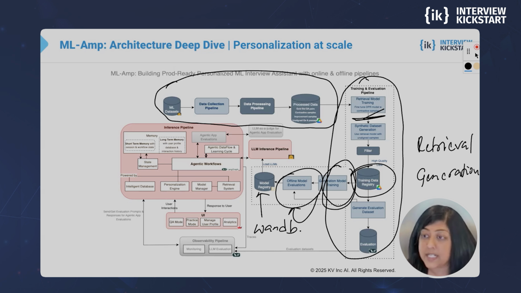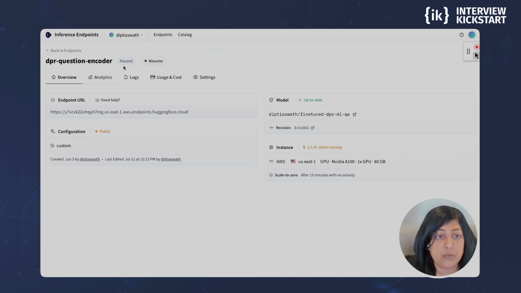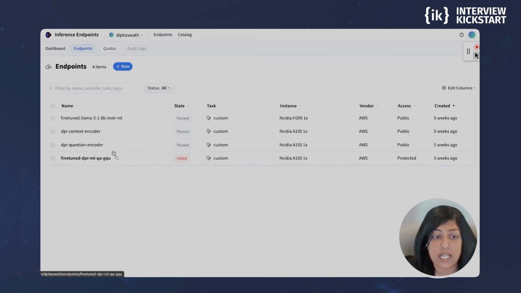And I used W&B as my model registry. This is an experimentation tracking framework. It also stores model artifacts. I leveraged that before I hosted the best model in production in the Hugging Face inference endpoints. And I can show you the Hugging Face inference endpoints here of these models since I'm at this stage. So these are the retrieval models, the two retrieval models, and my generation model, which was where I fine-tuned a Llama 3.1 8B model on the ML domain dataset.